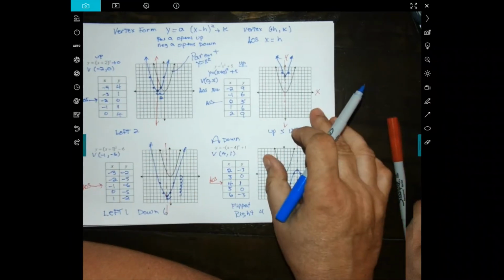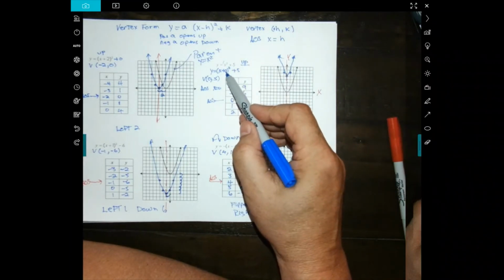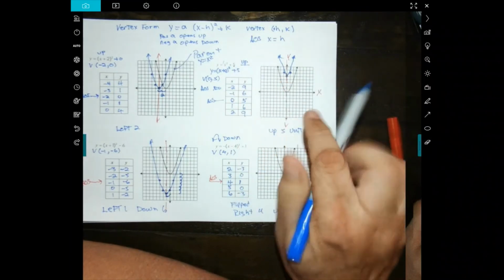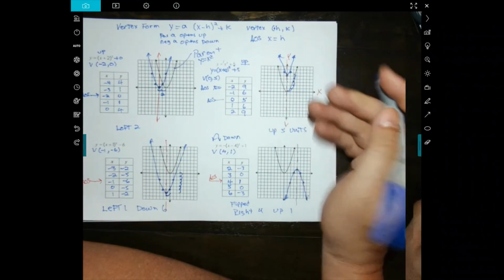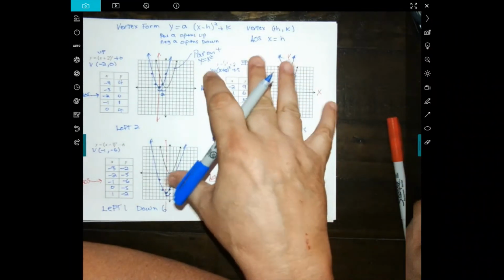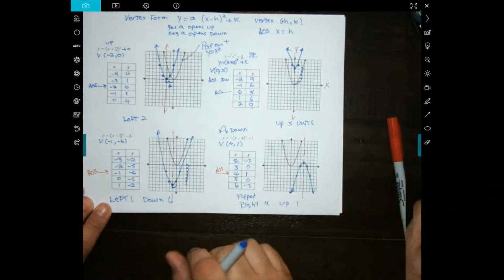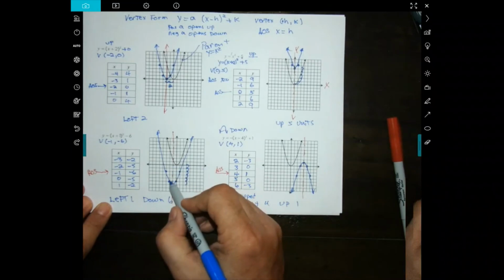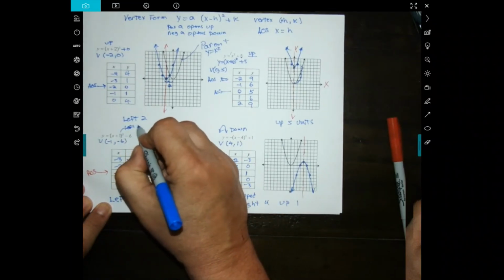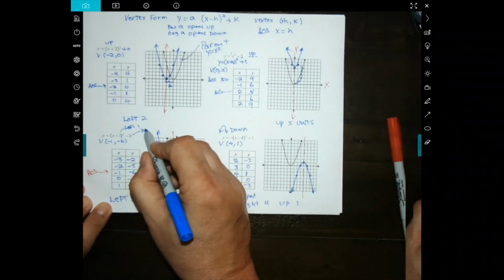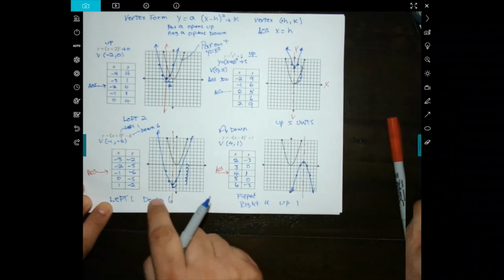On this one, in this example, it didn't move left to right because the h was 0, but it moved up 5. And sure enough, we counted it up 1, 2, 3, 4, 5. So it moved up 5. We can see that. And that's what this demonstration is about. In our third example, it moved left 1. You can see the left 1. Here it moved left 1. And it moved down 6. And sure enough, that's what we got when we plotted it.